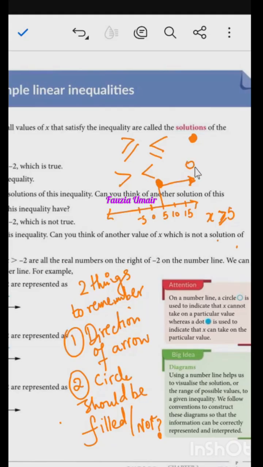Okay, beta? Are we clear? Is this point clear? Yes. Yes, miss. All right. So now let's look at a few examples.